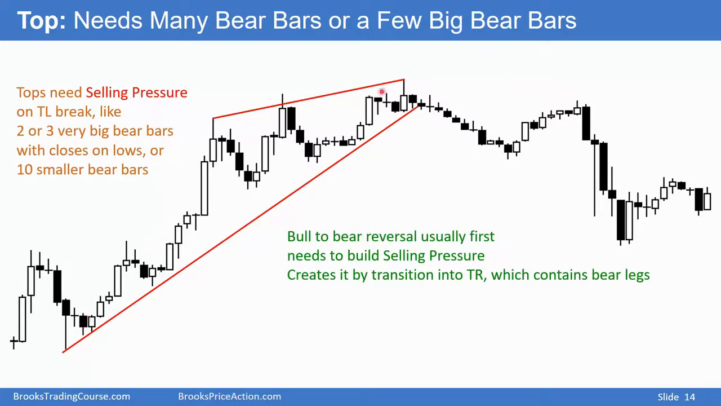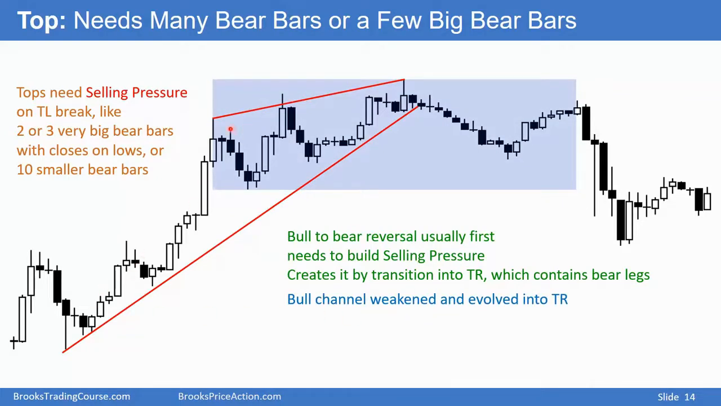For a bull to bear reversal, usually you need some selling pressure first, and it usually comes during the formation of a trading range. So bull trend and then trading range, it began here, and then after there's a trading range, the bears can accumulate enough selling pressure to take control and form a bear trend.